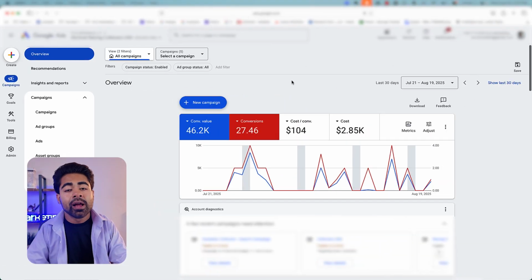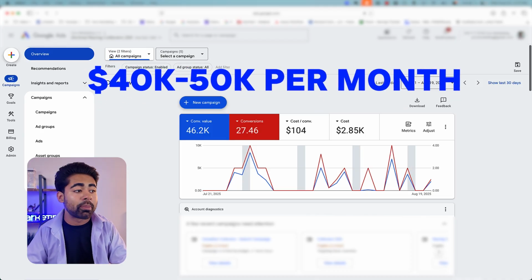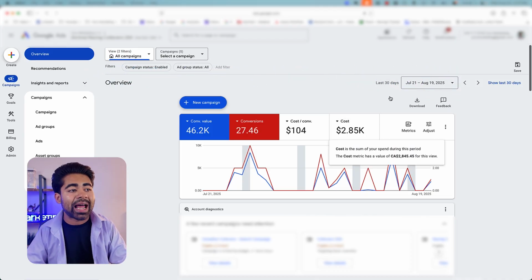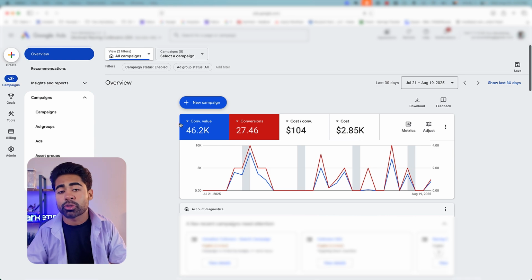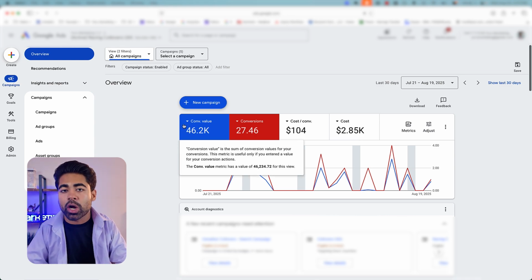Now, this brand right here, I have zero idea about, besides the fact that it supposedly does roughly $40,000 to $50,000 per month at a very high ROI. In the last 30 days, they spent roughly $3,000 to make back $46,000, which on its own is very impressive. Now, these are all brands which I audit under my Google Ads agency.